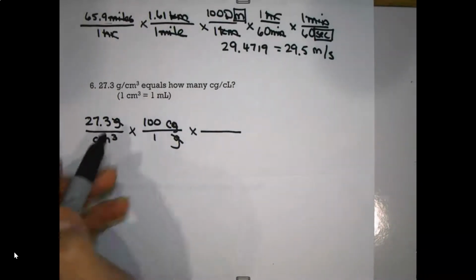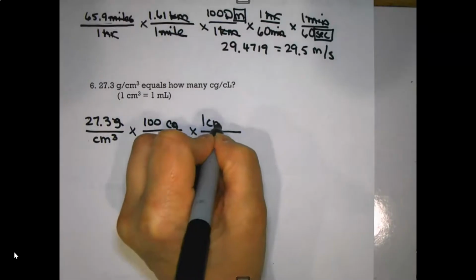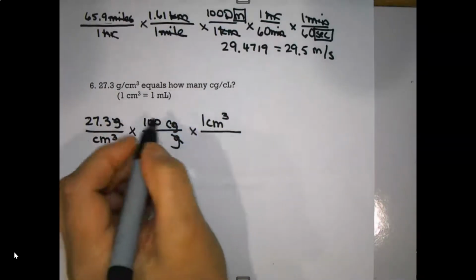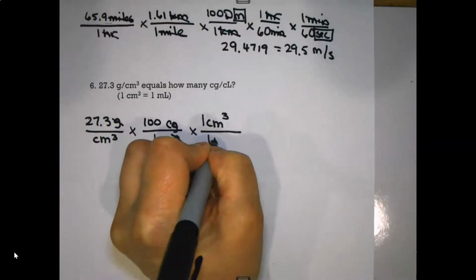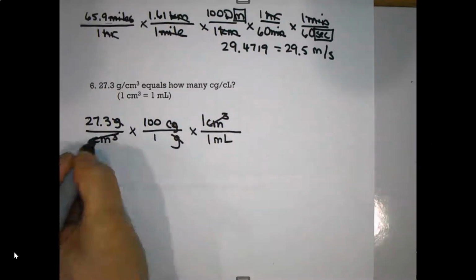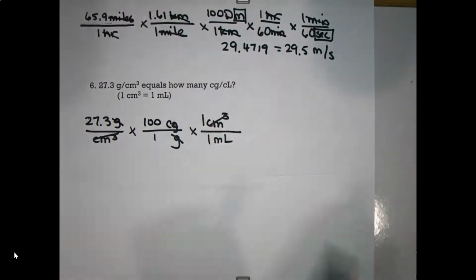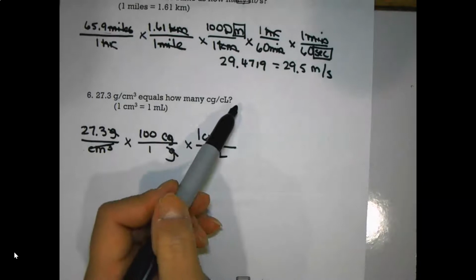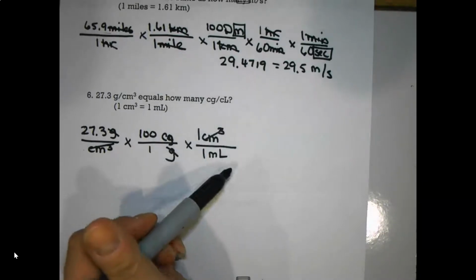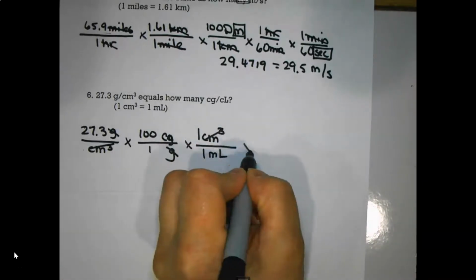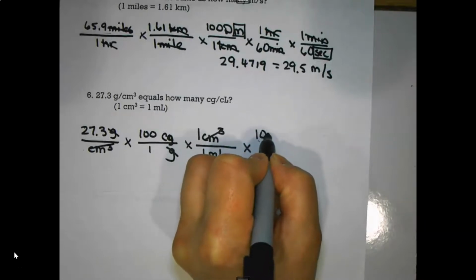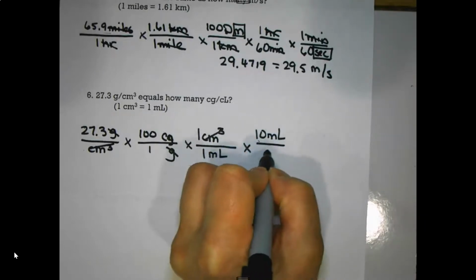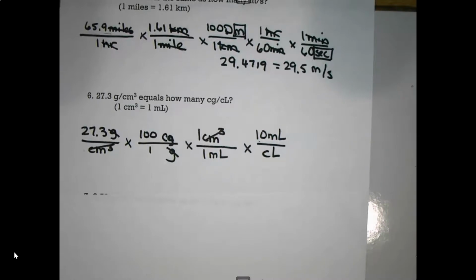Okay, so 1 centimeter cubed is equal to 1 milliliter. So that's going to get me to the volume expression. So centimeters cubed will cancel. Milliliters to centiliters. You don't have to know this one, but you may. You know, centi is 100, milli is 1,000. So there's 10 millis in a centi. So if you want to do it this way, absolutely okay to do that.